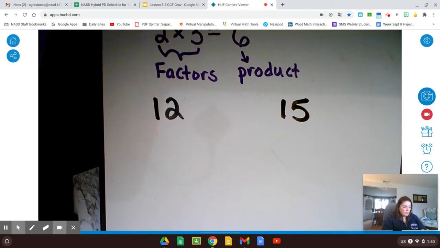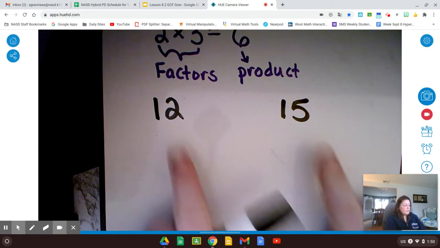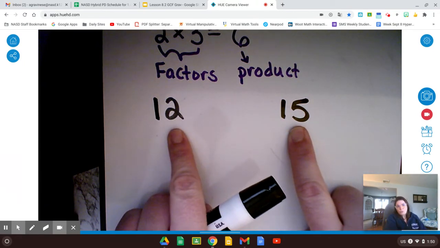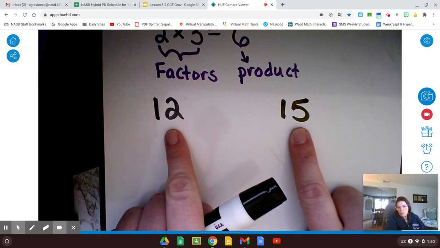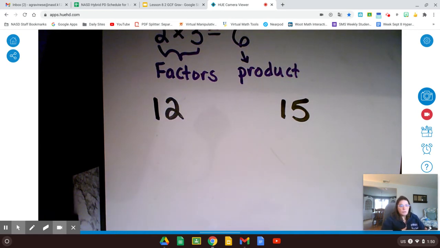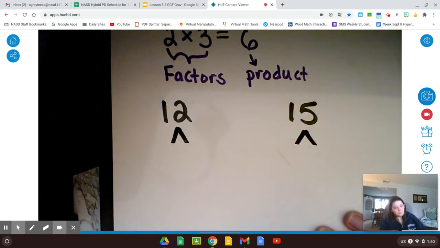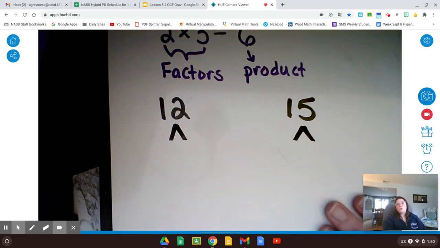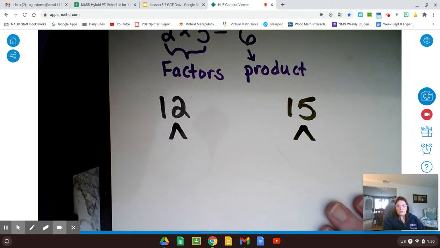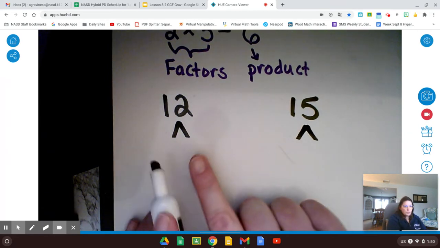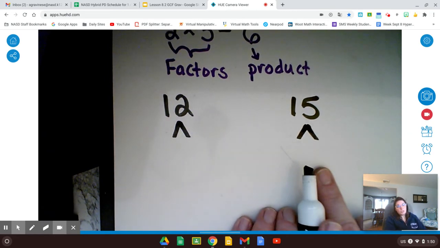This method really works better for greater numbers or numbers you're not very familiar with. 12 and 15 are not too crazy. We work with them quite often. They're in our times tables. A lot of us can think about 12 and 15 pretty easily. But I'm going to show you this method anyway. So what I want to do to find the greatest common factor of 12 and 15 is find their prime factorizations.